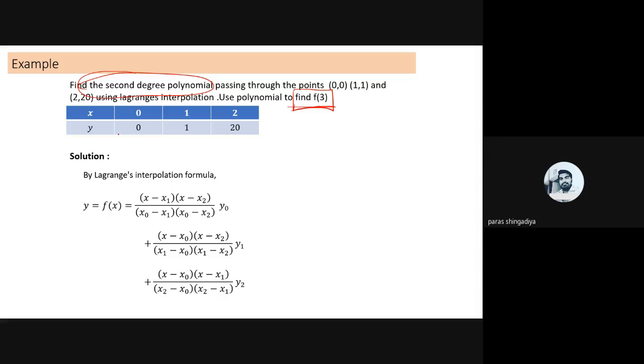So first we'll define a formula for these three data points. Three values are given: x0, x1 and x2, and their corresponding values are y0, y1 and y2. For the first term we skip x0, so we consider x minus x1, x minus x2, and the denominator will be x0 minus x1 and x0 minus x2, into the corresponding value, that is y0.